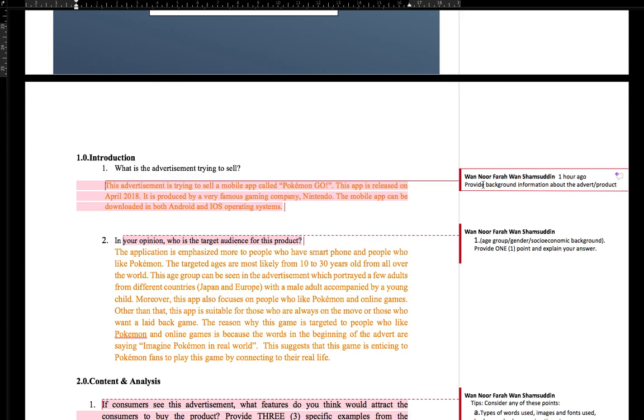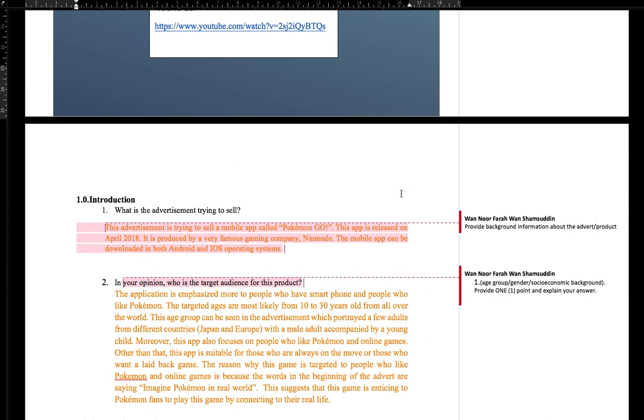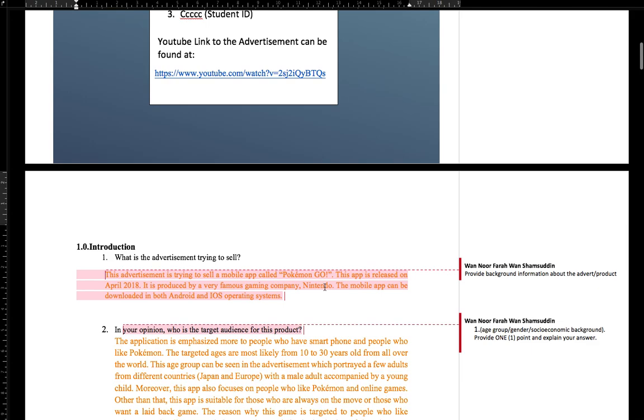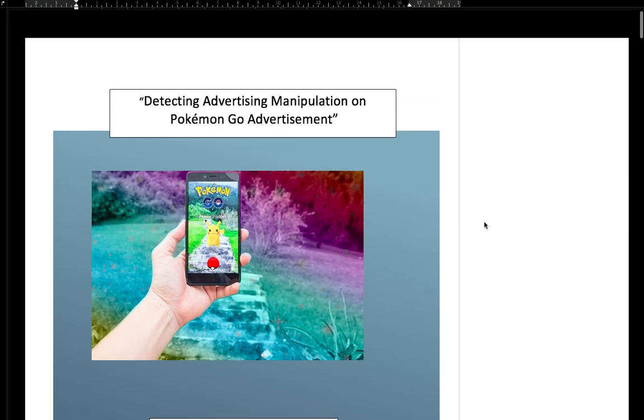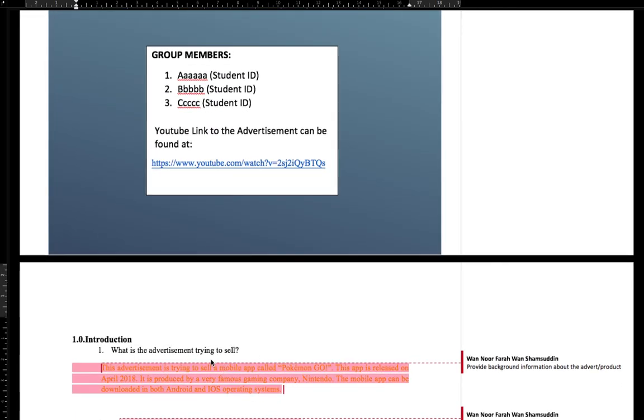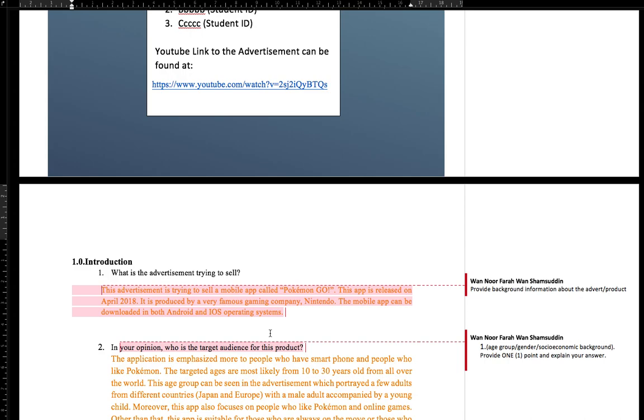But what I want you to do is give me some background information about the product or the advertisement. Now, these 2 questions might not be explicitly shown or seen from the advert itself. So you can Google and have a look. For example, my topic here is Pokemon Go. The information that I got is that the advertisement is trying to sell a mobile phone app, Pokemon Go. This app was released on blah blah blah, produced by Nintendo.